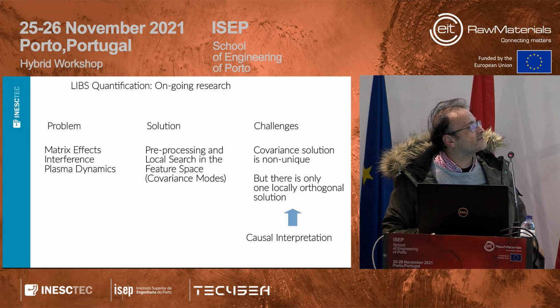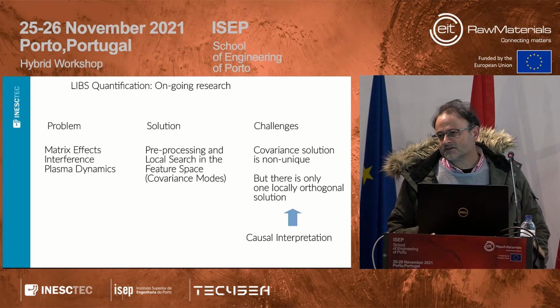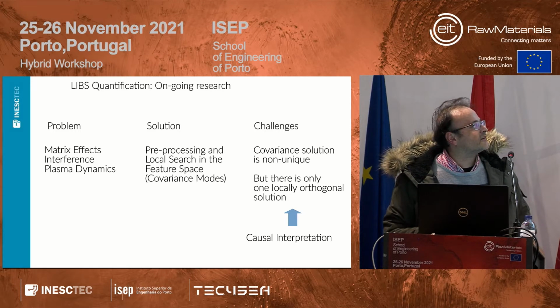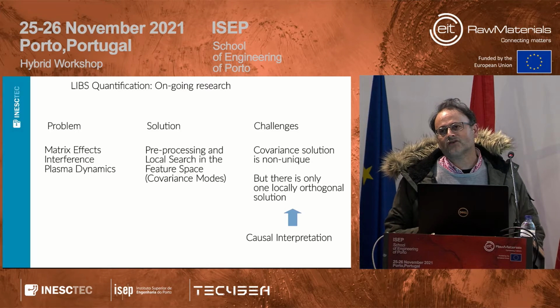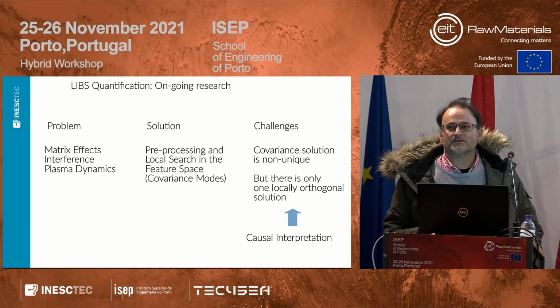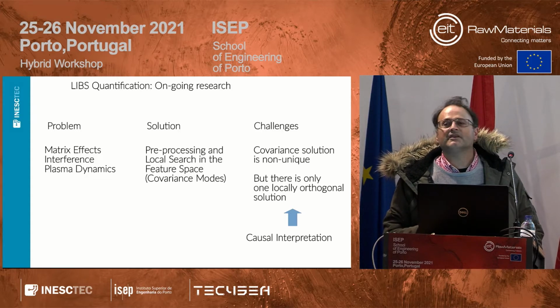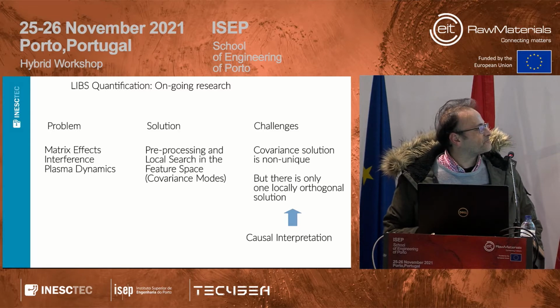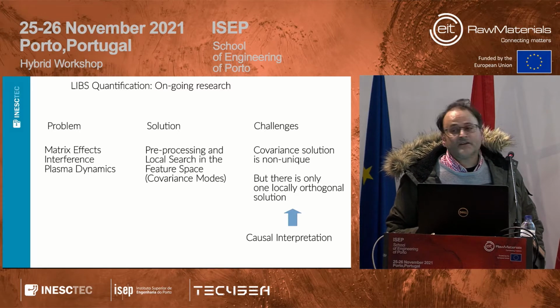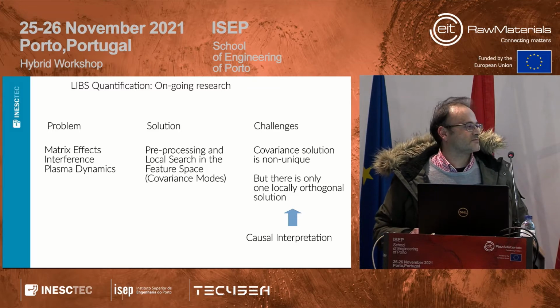So the main mathematical challenge in quantifying the covariance solution is that the solution is non-unique. But there is only one locally orthogonal solution. What does this mean? It means that there is a solution where the variance is explained only by the lines that correspond to that element. And this leads us to the development of a method that will have a causal interpretation and not only statistical validation. So this was my presentation.